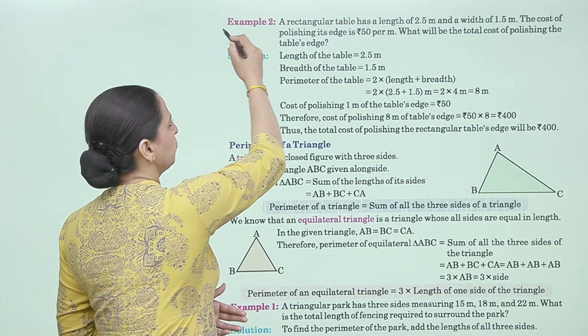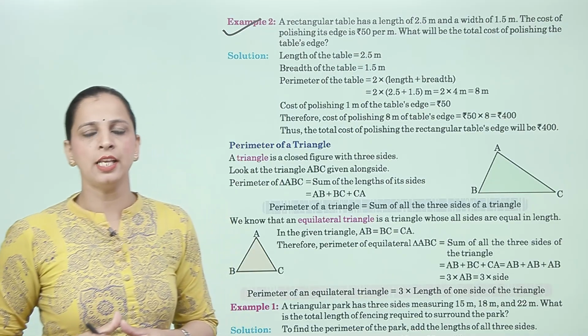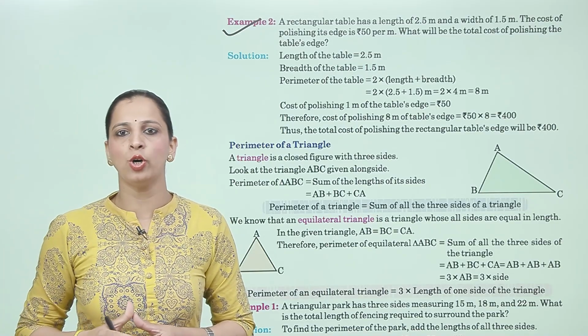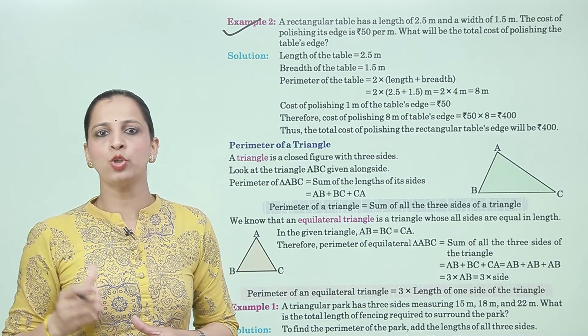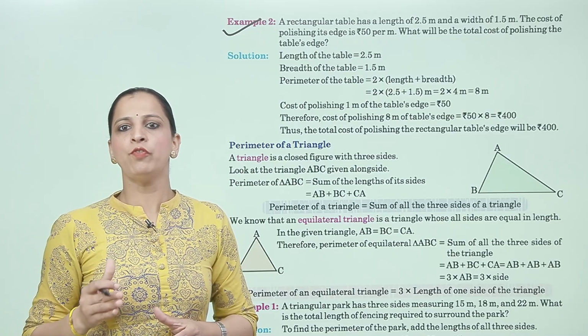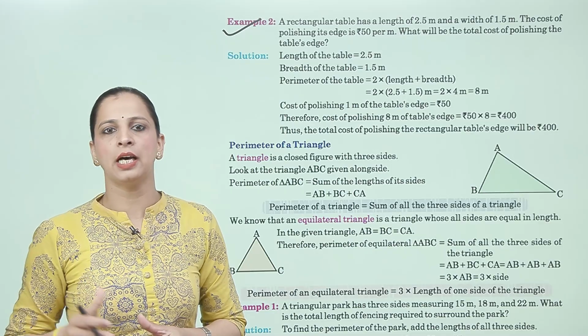Now example 2. A rectangular table has a length of 2.5 meter and a width of 1.5 meter. The cost of polishing its edges is rupees 50 per meter. What will be the total cost of polishing the table's edge?